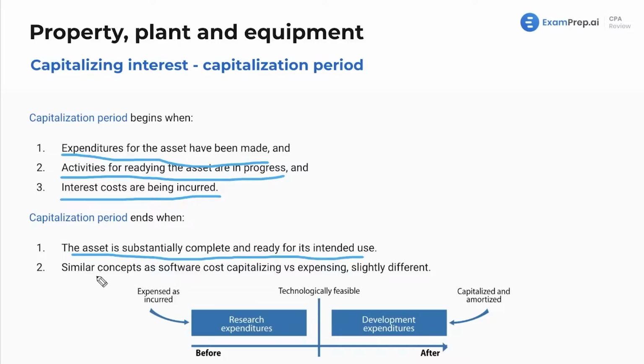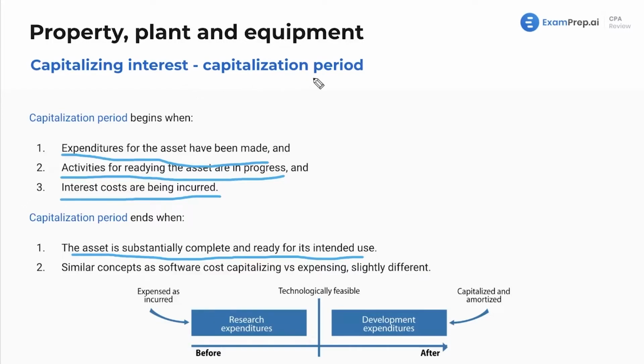Like I said, similar concepts as software costs, capitalizing versus expensing, slightly different. There'll be questions in the exam. So if we have a worker strike, or if we just pause construction because costs are too expensive, then we cannot capitalize interest anymore. We're going to be expensing it. It's kind of like a start, stop, right? Just a process for when we can capitalize interest.